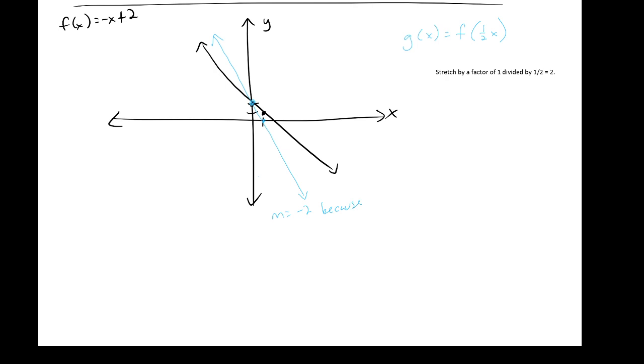Because the slope of f of x equals negative 1, and I multiply by 2. Guys, I did that wrong. I did that backwards. I'm sorry. It should be this way. Should be 1, 1, 2. It should be right here. My apologies when we do that stretch.